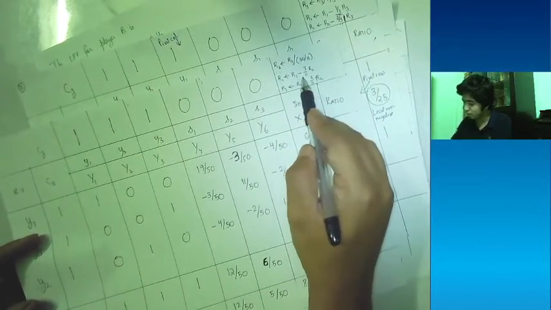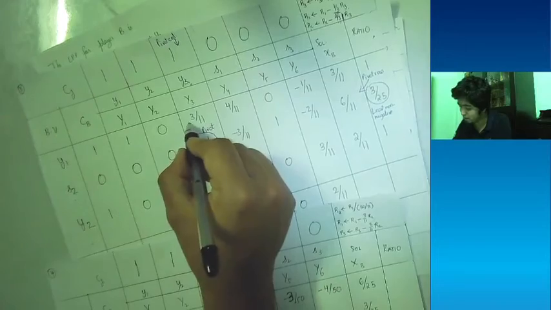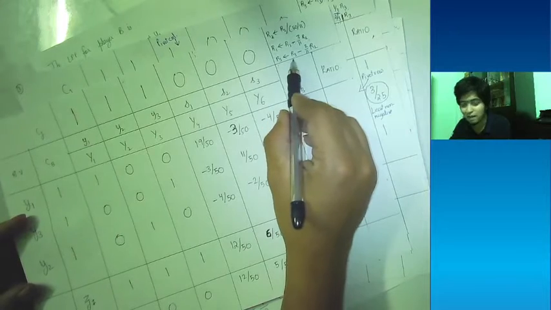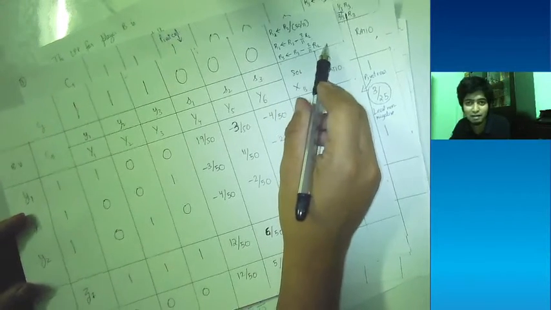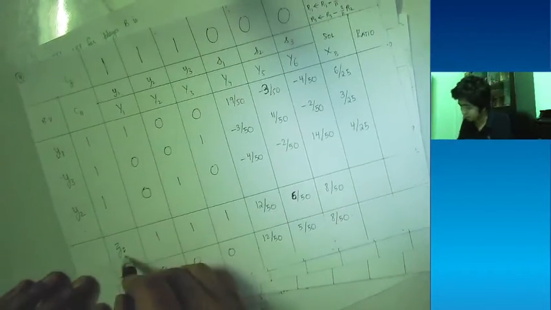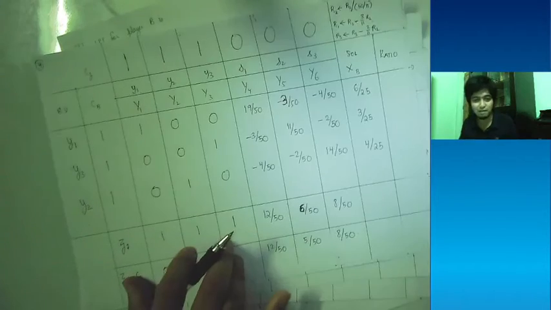Now R1, again we will change. It will be R1 minus 3 by 11 R2. How did I get this 3 by 11? It is from the old table, 3 by 11. And similarly, R3 will be R3 minus 2 by 11 R2. So how did I get this 2 by 11? Again, it is from the old table. So I hope that is clear. Again, we can calculate Zj minus Cj.